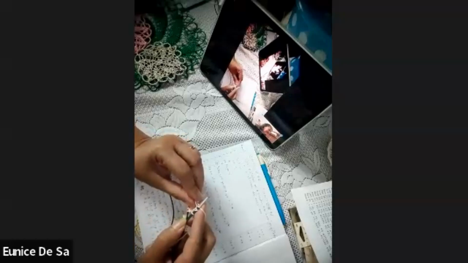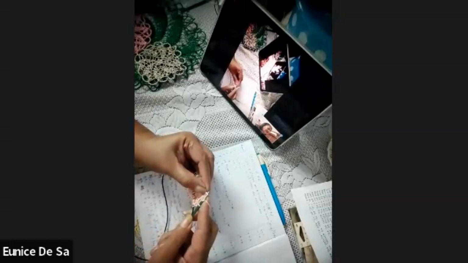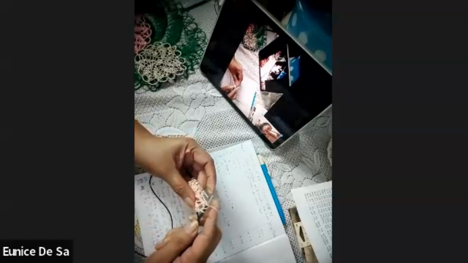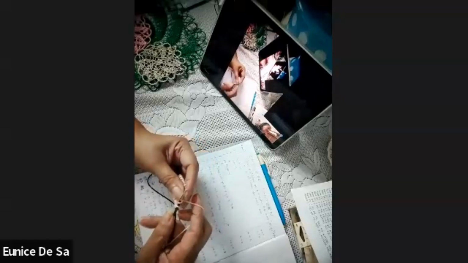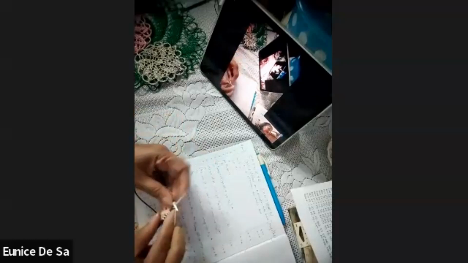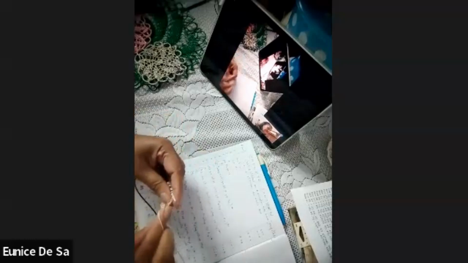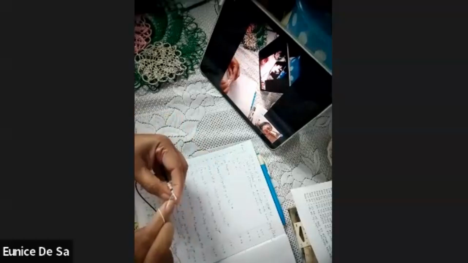I just took it to the next needle on my right, and then I'm going to knit the other one. This one that is skipped, I will put over like this. That is also sometimes called a crossover. Many patterns have got crossover. That is also crossover.